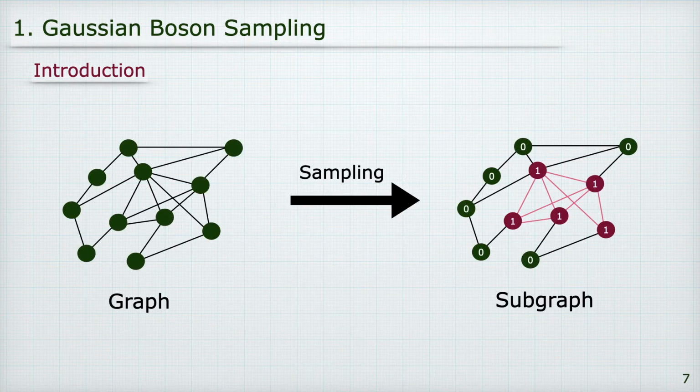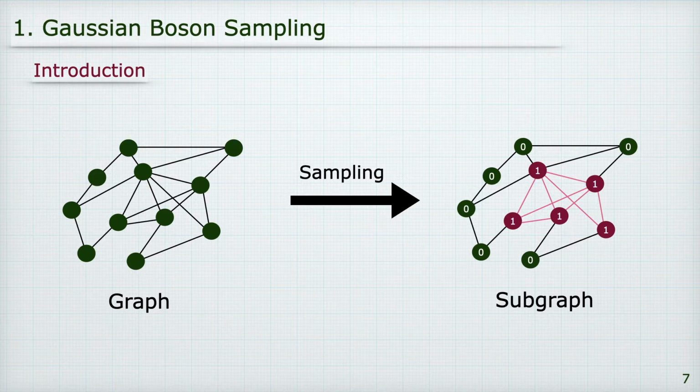So another way of representing GBS is to consider a graph as an input, and you can imagine there is a light bulb on every node, and then you push a sampling button, and some light bulbs will light up, some won't, and the output configuration will give you a subgraph. So to summarize, GBS is a tool to sample subgraphs.